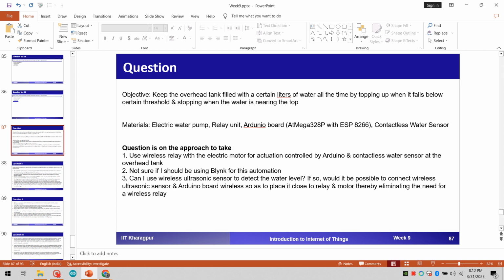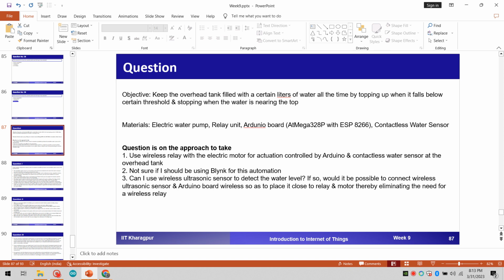The next question is, can I use a wireless ultrasonic sensor to detect the water level? Yes, he can use an ultrasonic sensor in order to detect the water level. If so, would it be possible to connect the wireless ultrasonic sensor and Arduino board so as to place it close to the relay and motor, thereby eliminating the need for a wireless relay?